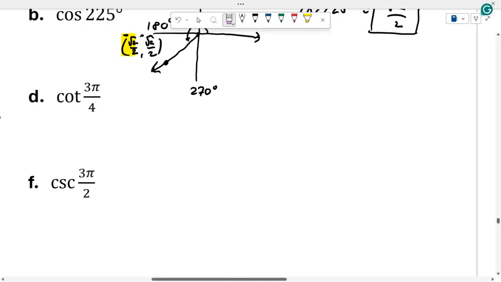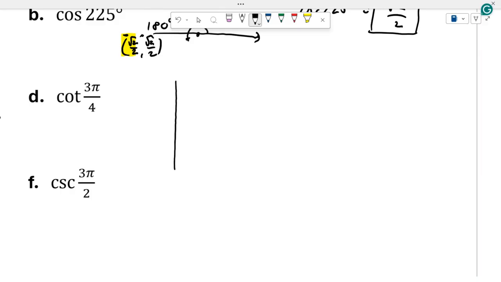All right, D. I'm going to erase some of the stuff from before just to give us full amount of space. So for D, we've got the cotangent of 3 pi over 4. Before I do anything else, I'm going to ignore the cotangent for a second, and I just want to get a good understanding of where 3 pi over 4 is on the unit circle. So ignore cotangent and just ask where is 3 pi over 4?